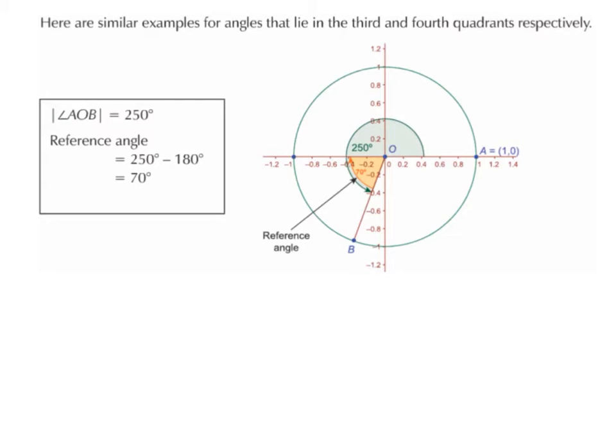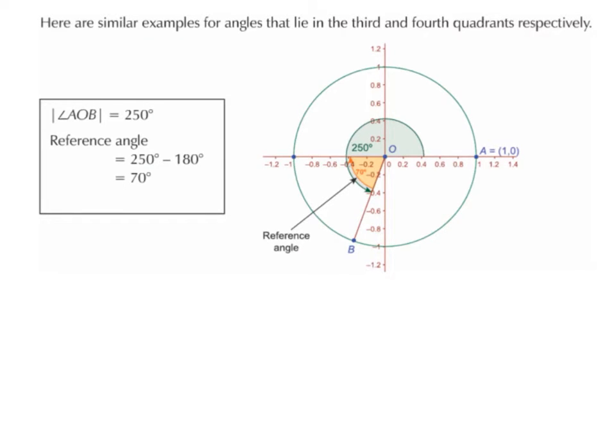So if the angle is less than 180 degrees, then to find the reference angle, we take that angle away from 180 degrees. And if the angle is greater than 180 degrees, then to find the reference angle, we take 180 degrees away from that angle. Now this is only if the angle is less than 270 degrees. So basically, if the terminating part of the angle lies in the third quadrant.